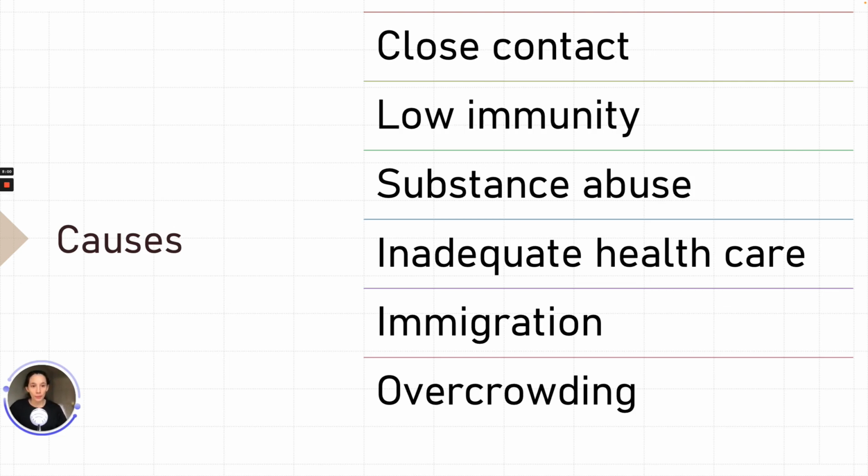Inadequate health care, so someone who might be homeless or poor, and even minorities can have a higher chance of developing TB. Immigration from countries with a high prevalence of TB, and anywhere with overcrowding. So if someone is living in an overcrowded area, this can increase the spread of infection.